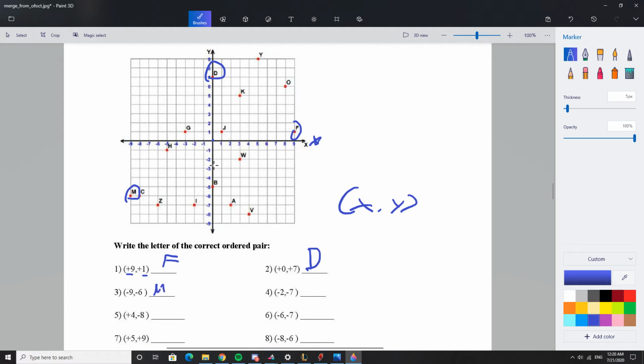And for 4, same thing. You want to go left twice and down 7 because they're both negative numbers.